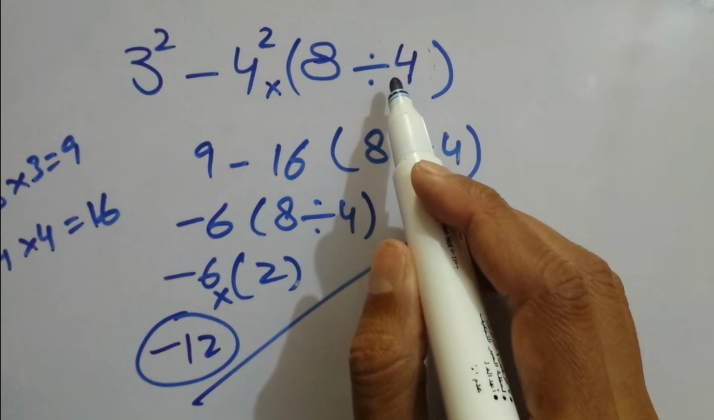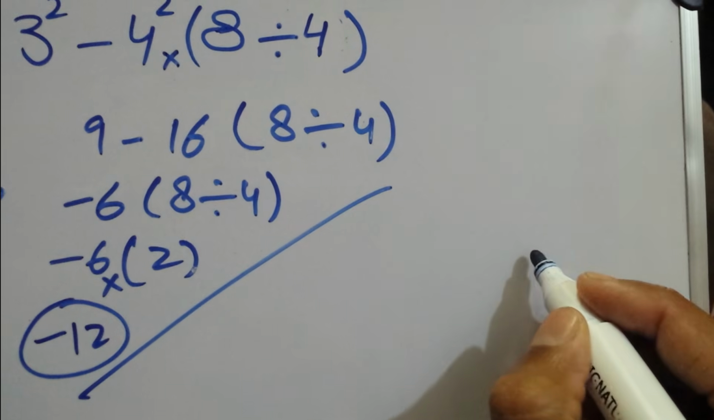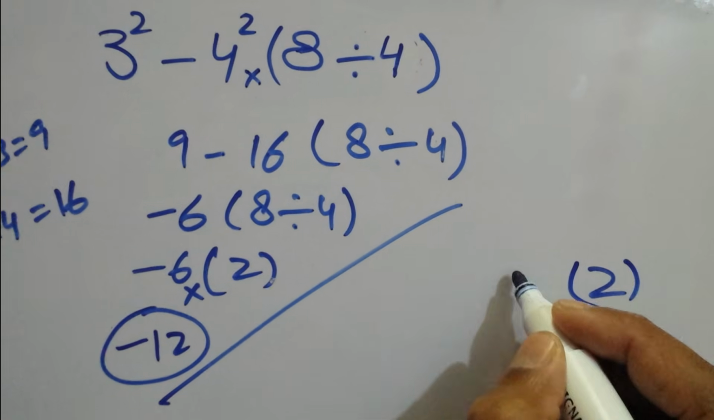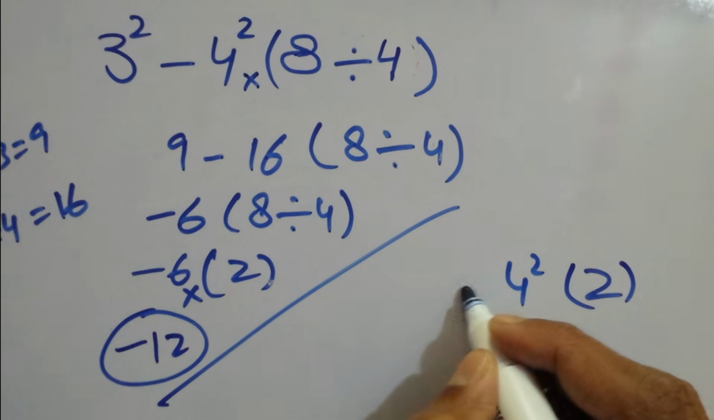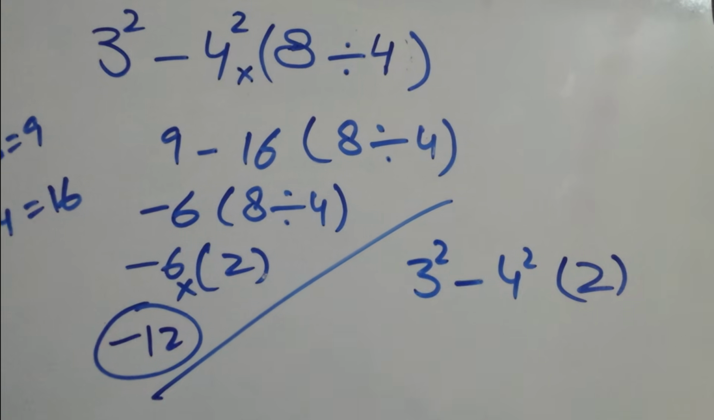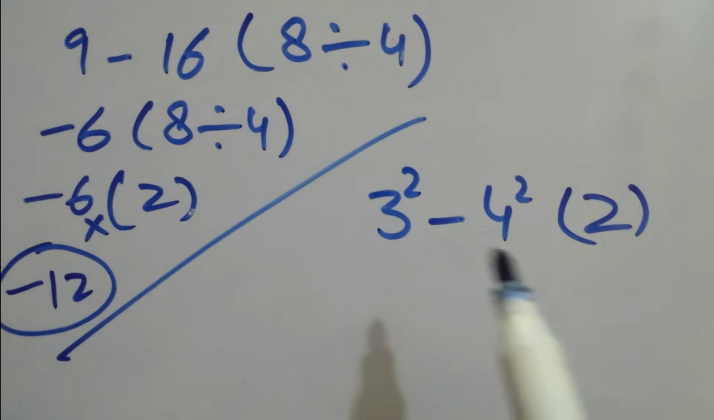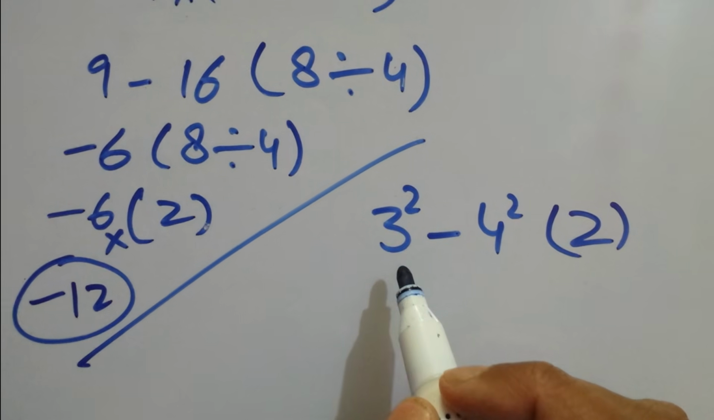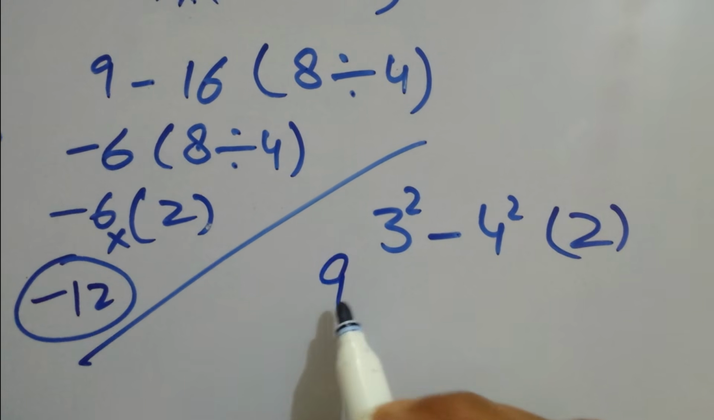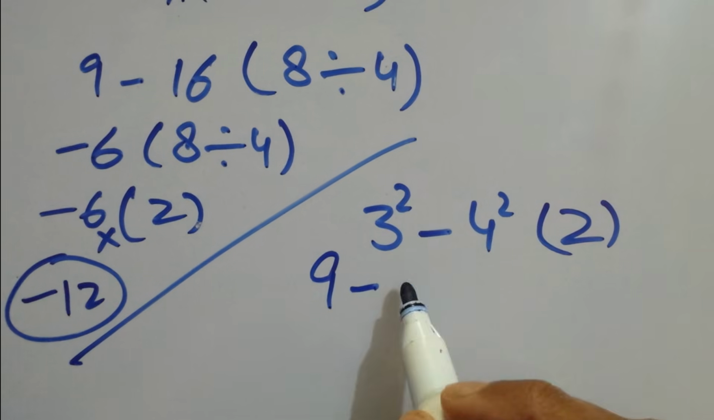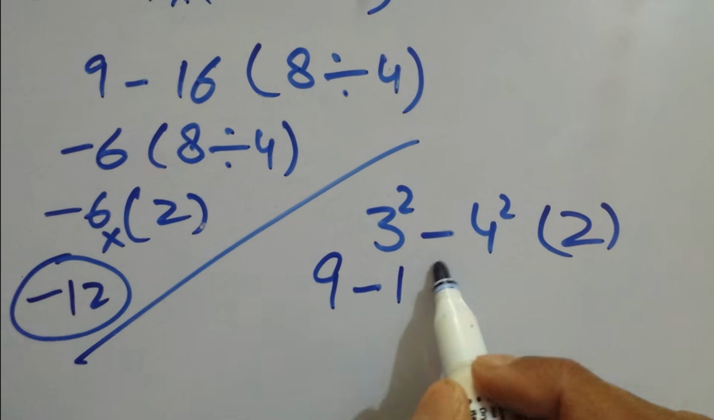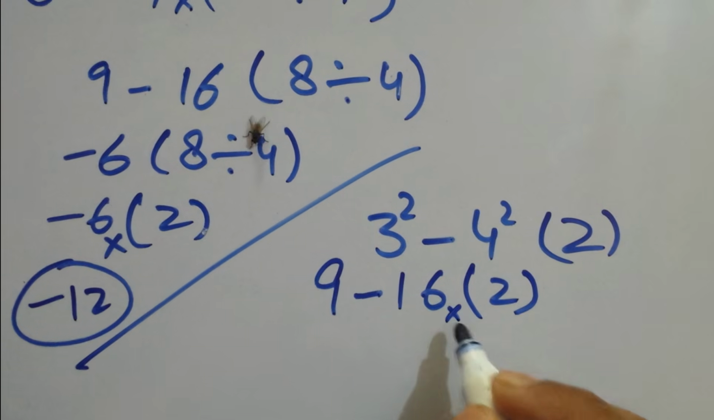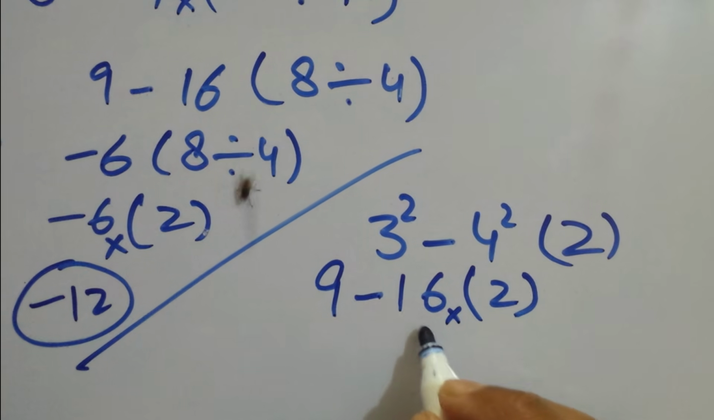So 8 divided by 4 equals 2, right? And 3 squared minus 4 squared. Now exponent first, right? So 3 squared means 3 times 3 equals 9, minus 4 squared means 4 times 4 equals 16, and 2. Now multiplication must be done before subtraction, so multiply first.